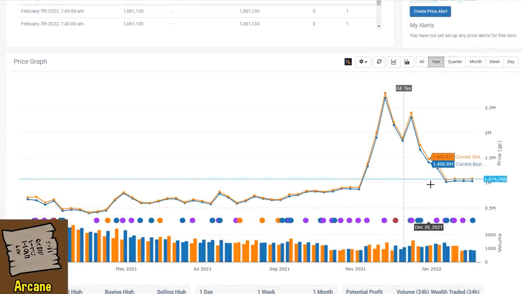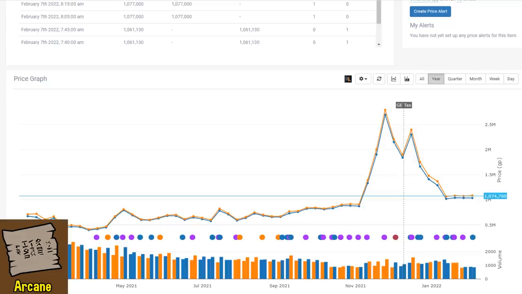Okay, so here we have an interesting one, the Arcane. Earlier in the year, 400k. Once the tax came out, it spiked up to 3 mil, and now it's down to 1 mil. So let's just try to ignore this lump in the middle here. Has it been effective? It's hard to say. It kind of seems like it was already trending in that direction before any news of the tax was even announced. So we definitely couldn't say that for certain.